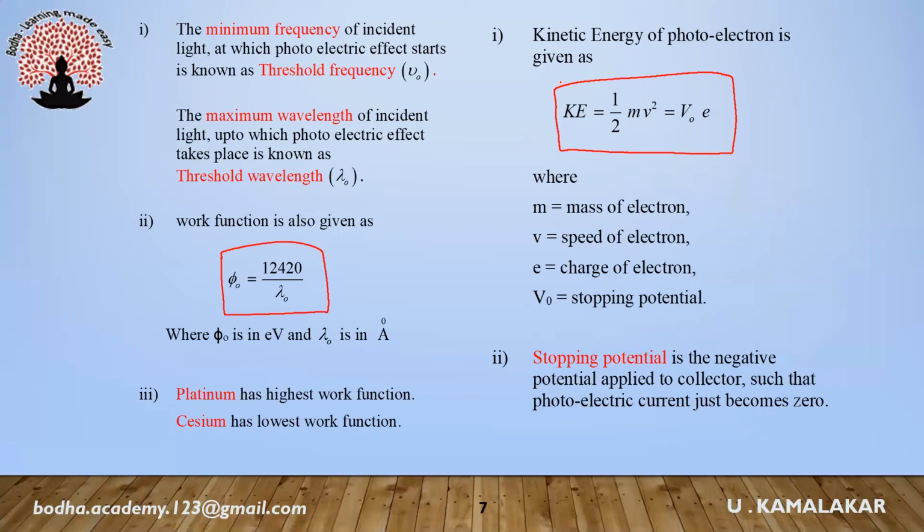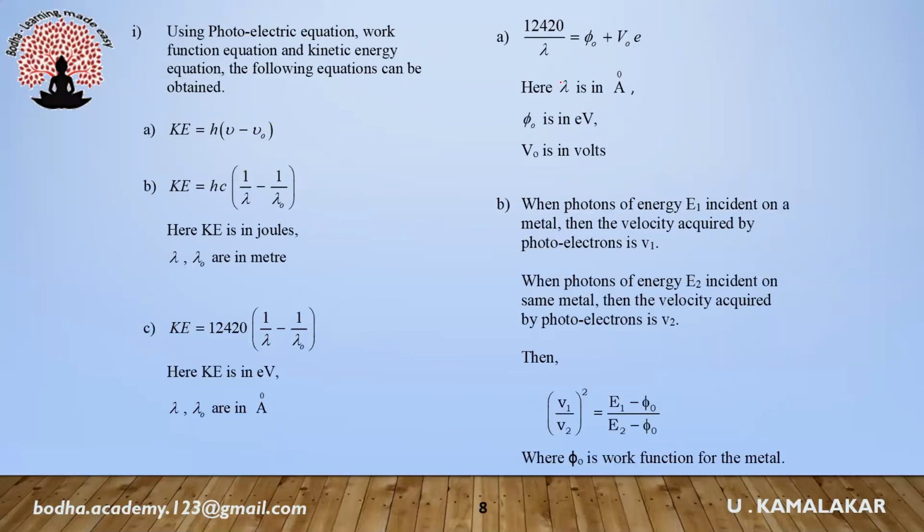Stopping potential is the negative potential applied to the collector such that the photoelectric current just becomes zero. Using photoelectric equation, work function equation, and kinetic energy equation, the following equations can be obtained. First one, kinetic energy is equal to h into (nu minus nu naught). Second one, kinetic energy equals hc into (1 by lambda minus 1 by lambda naught), where kinetic energy is in joules and lambda and lambda naught are in meter.